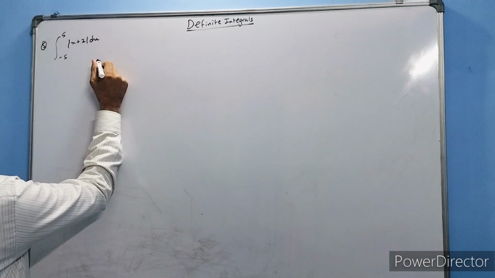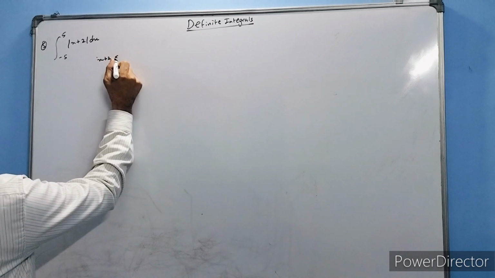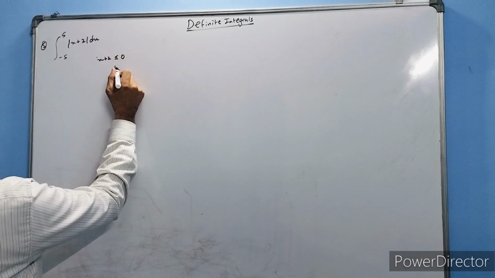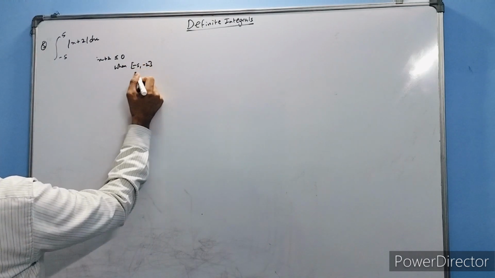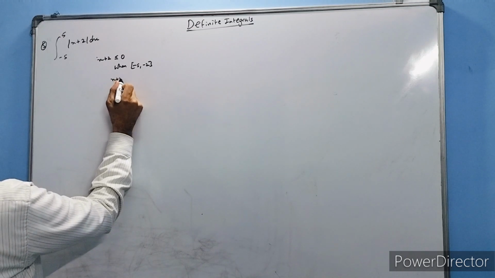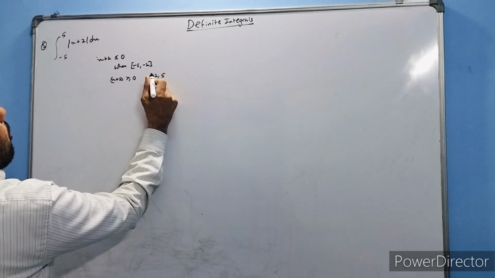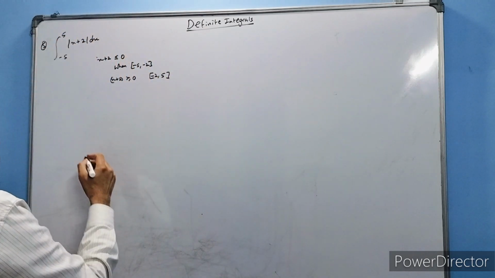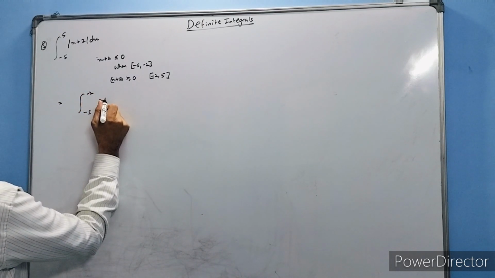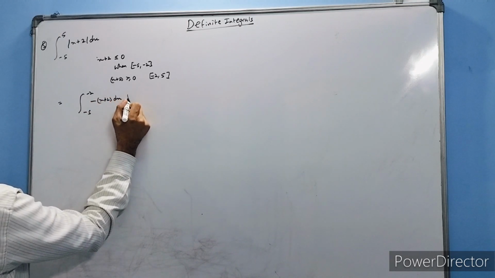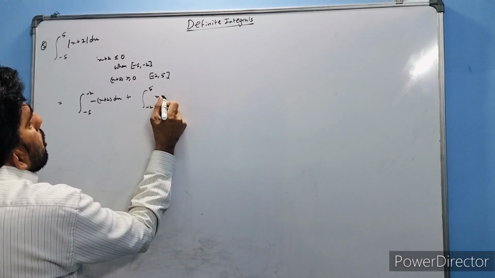Now we know that two cases arise: x plus 2 will be less than or equal to 0 between minus 5 and minus 2, and it will be positive or equal to 0 from minus 2 to 5. So here we have two limits. The integral from minus 5 to minus 2 of minus (x plus 2), plus the integral from minus 2 to 5 of (x plus 2) dx.